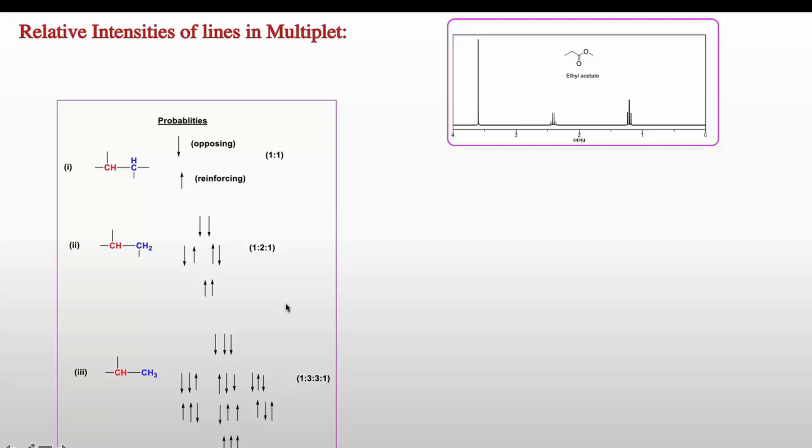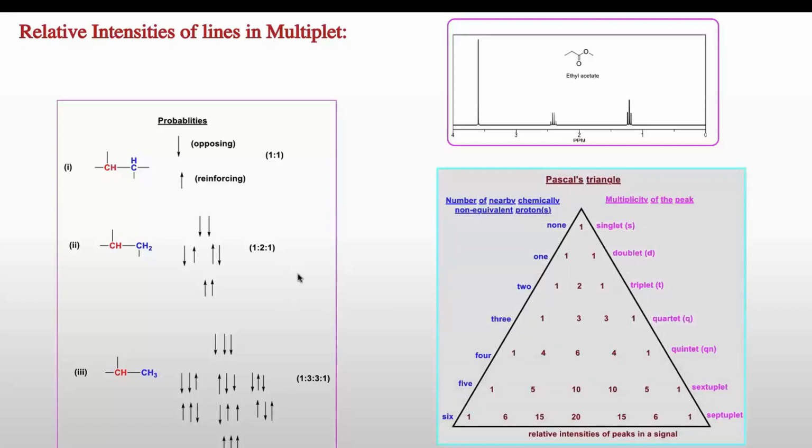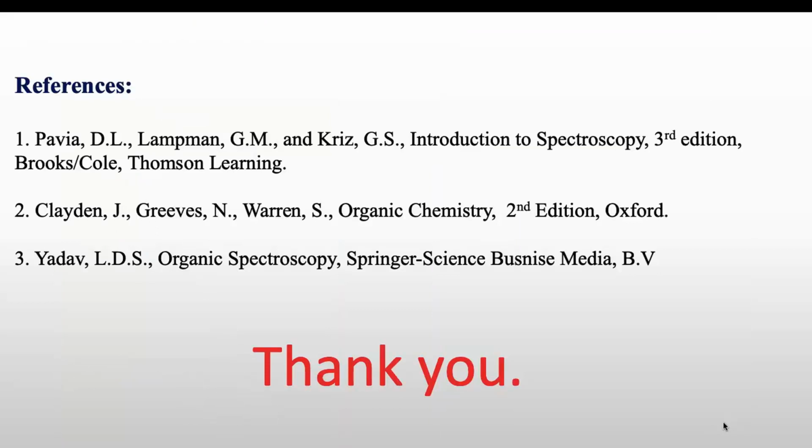So every time we cannot use this probability method, so we have to use Pascal's triangle to get the intensity of a multiplet. If there is a doublet, the intensity of the peaks will be 1:1. If there is a triplet, the intensity will be 1:2:1. If there is a quartet, it will be 1:3:3:1. If there is a quintet, it will be 1:4:6:4:1, and so on. And in general, if it's more than 7 peaks, we generally say it is a multiplet. So thank you very much and have a nice day.